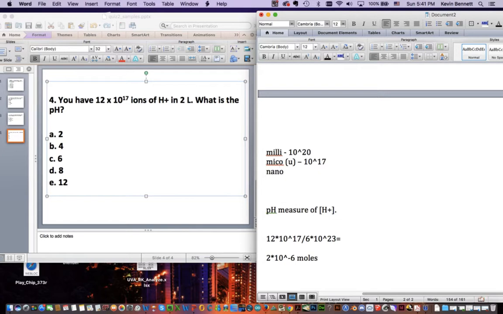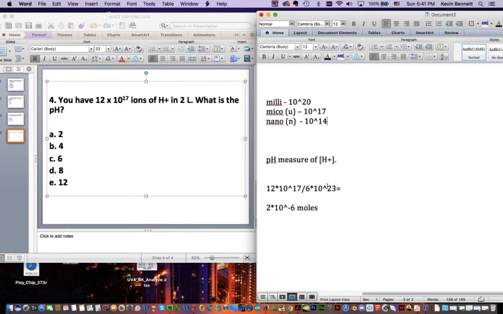Nano is 10 to the 14th. Okay, so this is a really quick way to basically say, okay, if I know this is micromoles, then it's 10 to the 17th. And so I don't have to do all the thinking. Or you could subtract if you want. Okay, but this is 10 to the 17th. And so we could also write this as, and I like to do this, 2 micromoles, with the mu symbol.